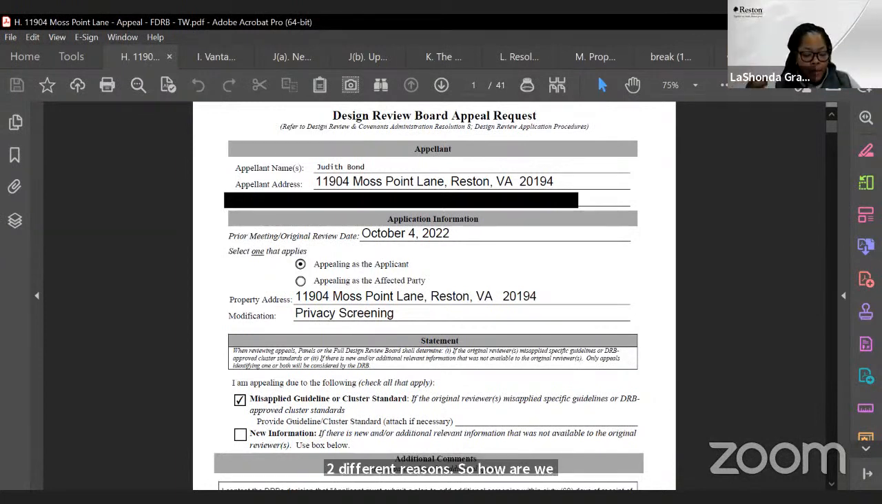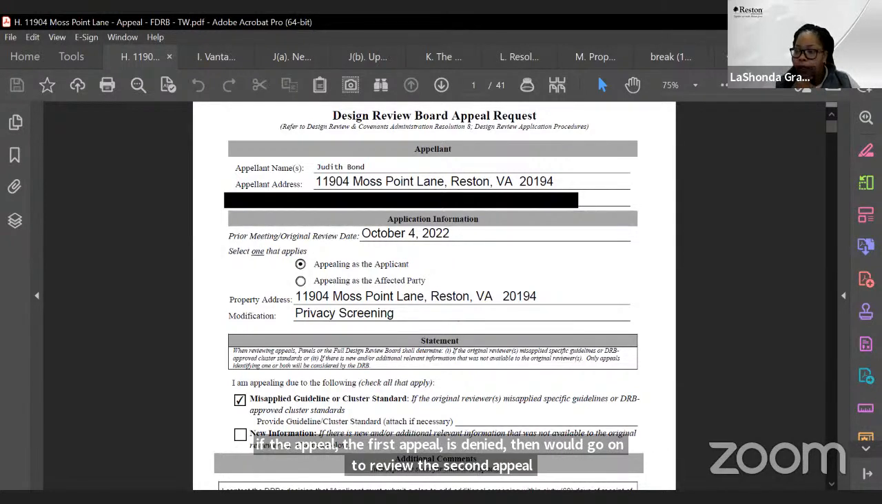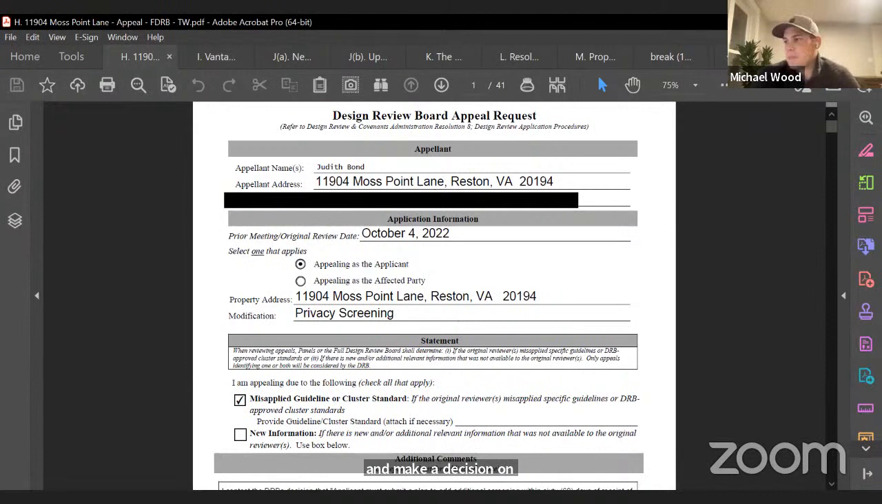So what would happen is the DRB would review the first appeal and make a decision on whether to accept or deny. If the first appeal is accepted, then the whole application will be reviewed de novo. But if the first appeal is denied, then you would go on to review the second appeal and make a decision on that. Okay. All right. So who gets to go first? The homeowner, I'm assuming? Correct.